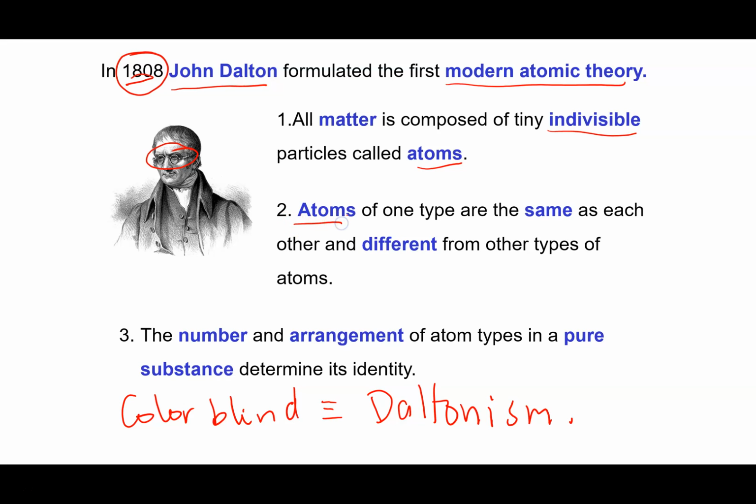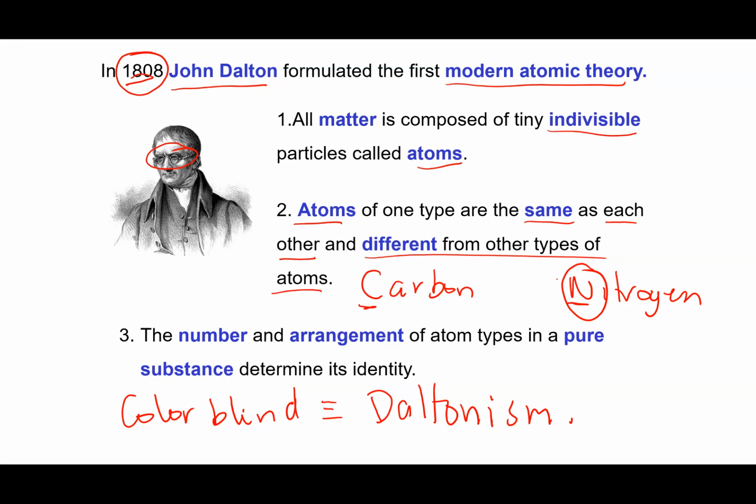Then he says atoms of one type are the same as each other and different from other types of atoms. What he's really saying is that every carbon atom is the same as every other carbon atom. Every nitrogen atom is the same as every other nitrogen atom, but carbon atoms are different from nitrogen atoms. In fact, carbon atoms are different from every other type of atom. Same with nitrogen atoms. They are unique in comparison to every other type of atom. Again, this is just an extension of what Democritus was attempting to say without evidence.